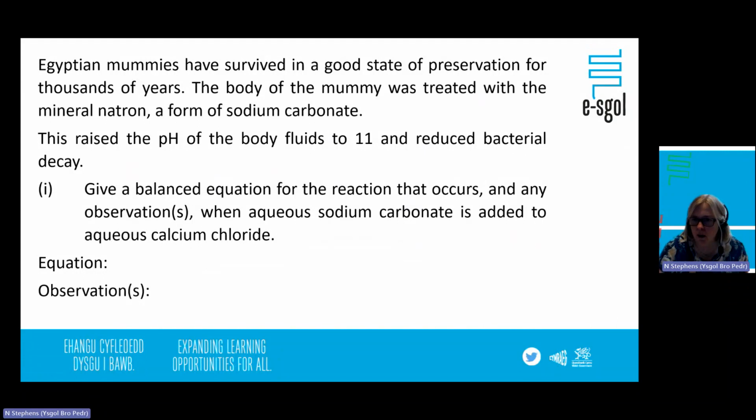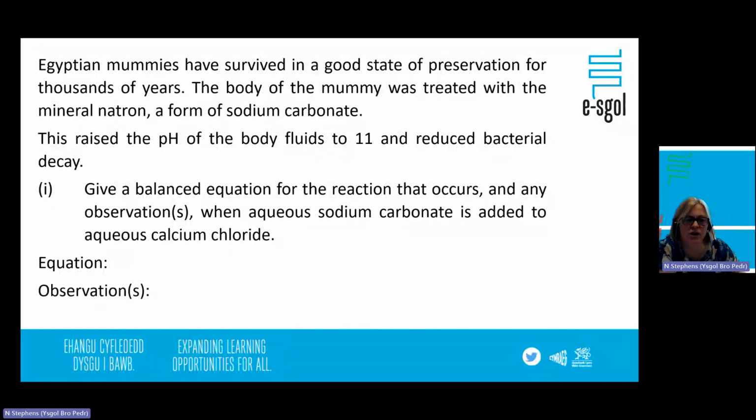I'm going to go through, I think we've got enough time for one more. So let's go through this one. So you've got Egyptian mummies that have survived in a good state of preservation for thousands of years. The body of the mummy is treated with the mineral natron, a form of calcium carbonate. Now, this raised the pH of the body fluids to 11 and reduced bacterial decay as a result of that.